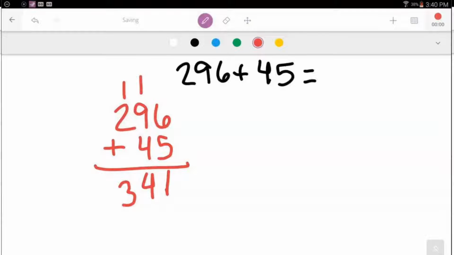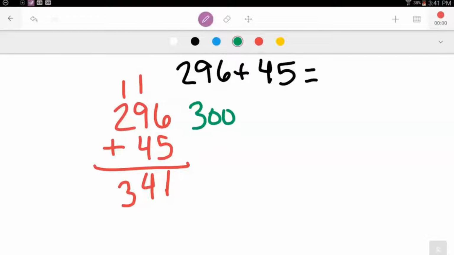If I want to use my give and take strategy, I know 296 is super close to 300. If I could just give it 4 more, it would be there. Where could I get those 4 more? Well, 45 has to join with 296 in this problem, so I can just take a few out of 45 to make it 41. Now my problem is much more simple.